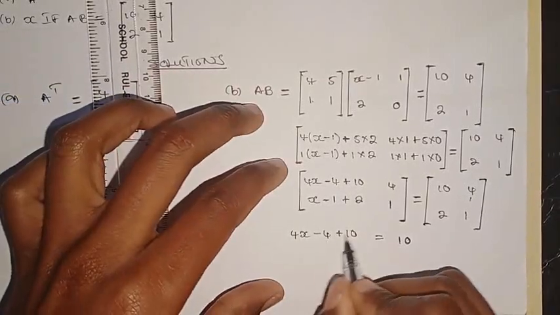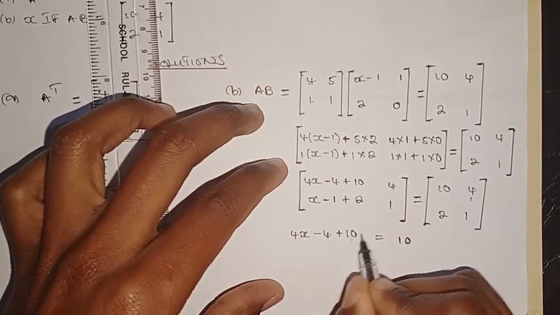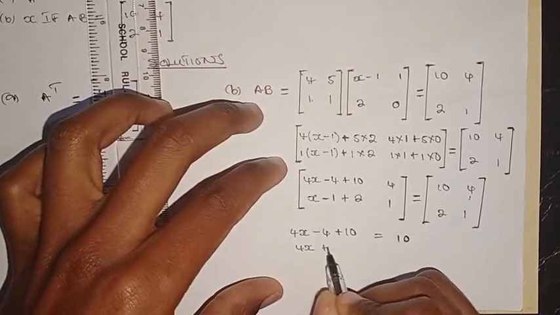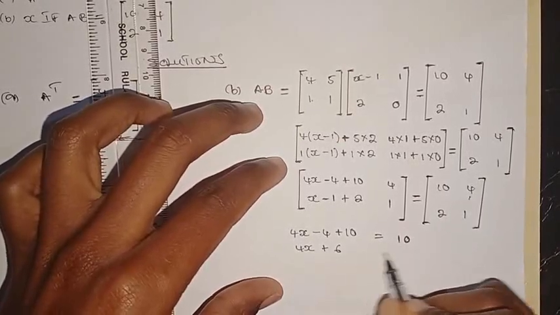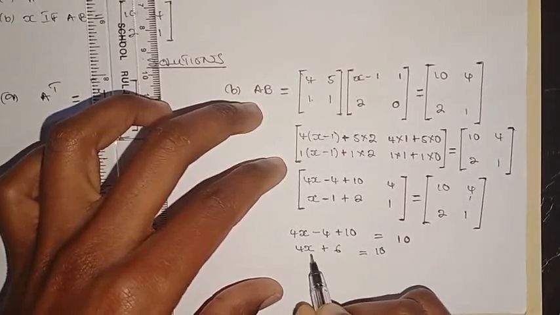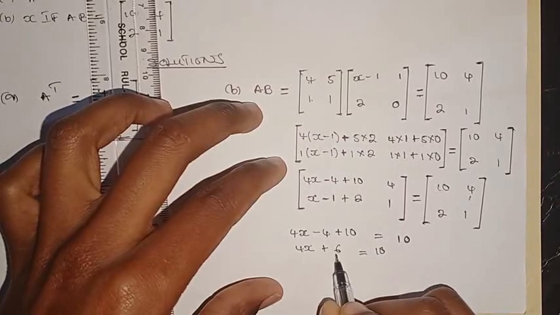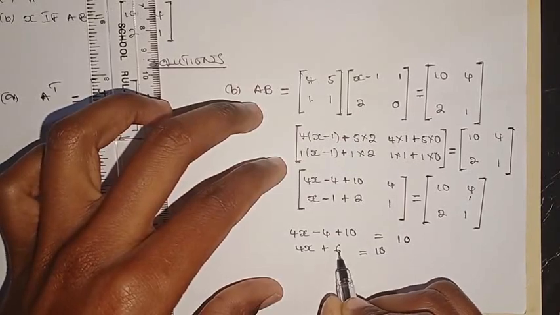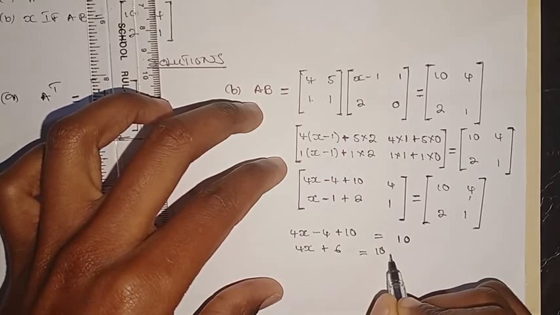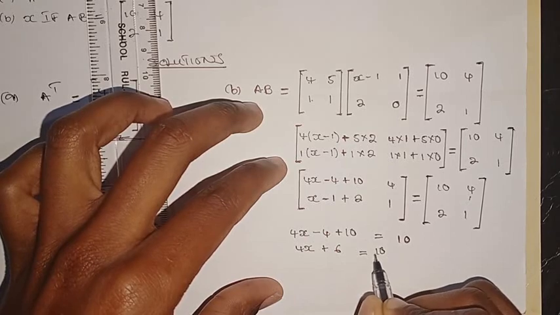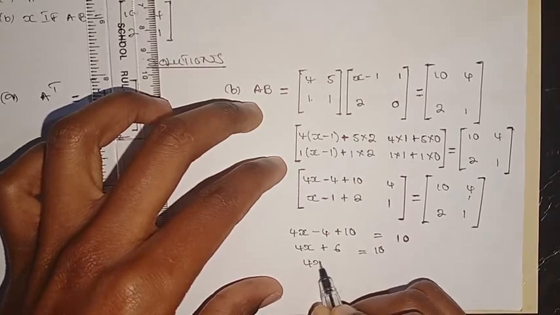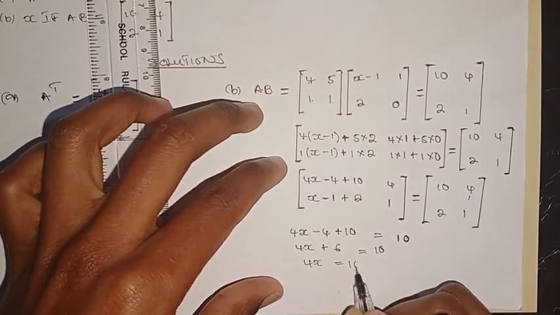Let us add the like terms. What is negative 4 plus 10? So it's going to be positive 6, as you can see. Then we're going to equate it to 10. So now, in order for us to find the value of x, let us get rid of this integer, which is 6. Let us take it to the other side of the equal to sign because that's where the 10 is. So here we're going to be left with 4x equals 10.